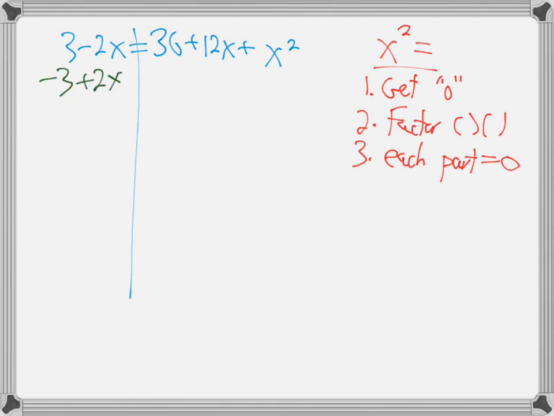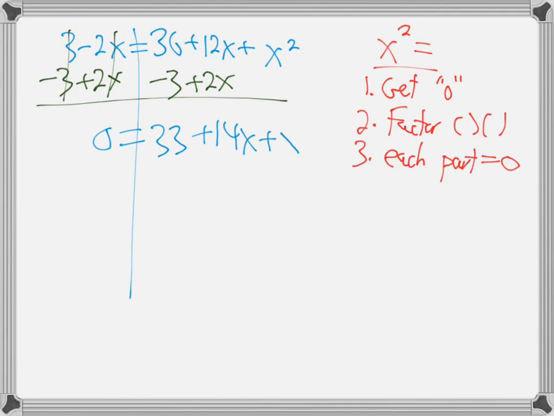Do the opposite of both those. Because that'll make that side 0. So I just did opposite, opposite. Now that side will be 0. And whatever you do to one side, you have no choice but to do the same thing to the other side. So we have 0 equals 33 plus 14x plus x squared. We should reorder that. That's really not in the right order.